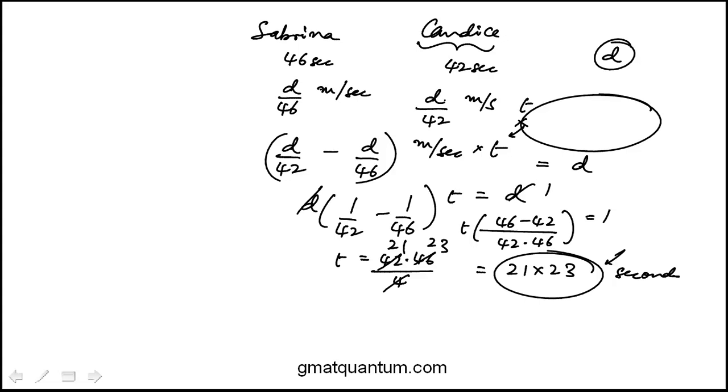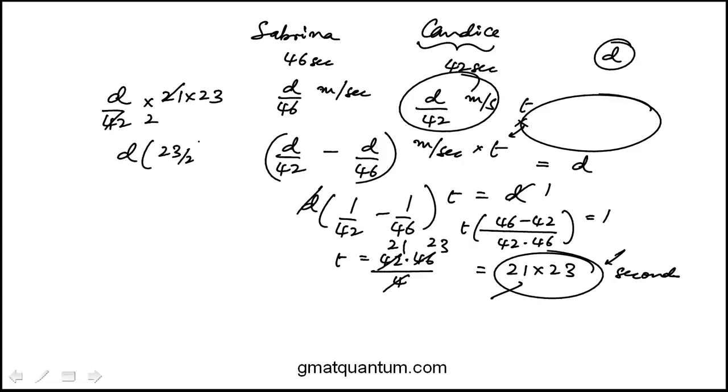So let's look at how many laps Candace has completed in this time, because her rate is D over 42. That's her rate, I multiply it by the time. And you'll see that it's 23 over 2, which is really 11.5. So 11 and a half laps later, Candace is one full lap ahead. And they both meet, and that point is going to be here. So after this much time, they're both here, and Candace has gained one full lap. But that's not the question.